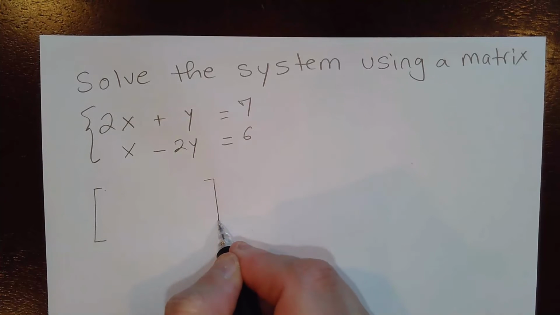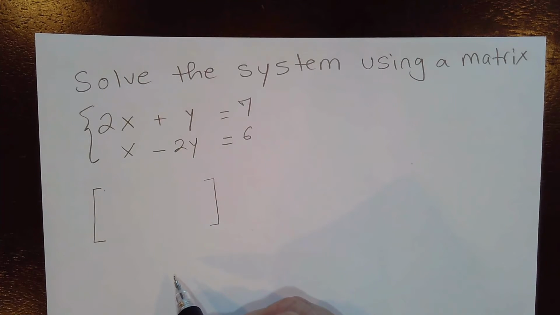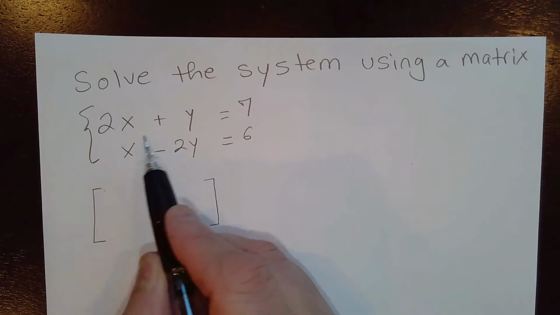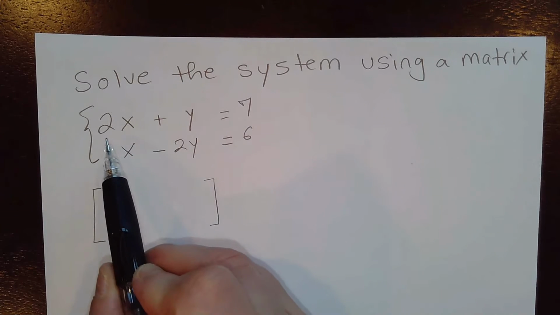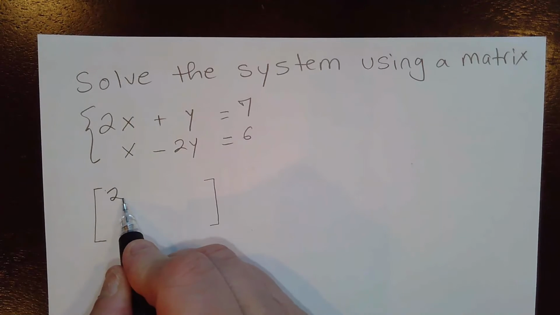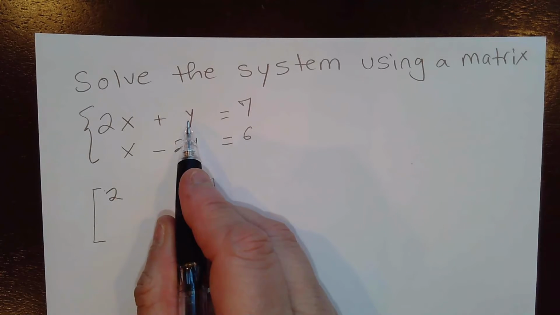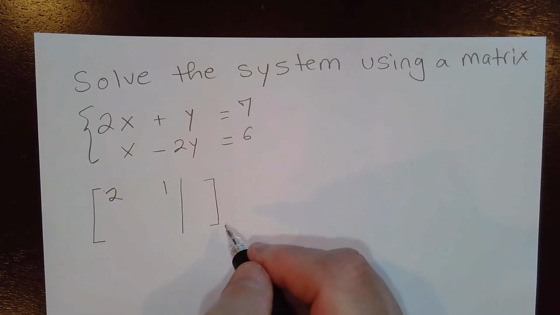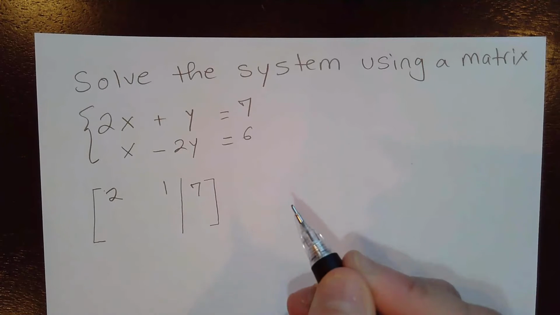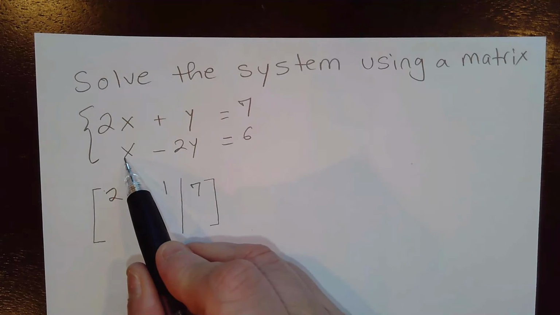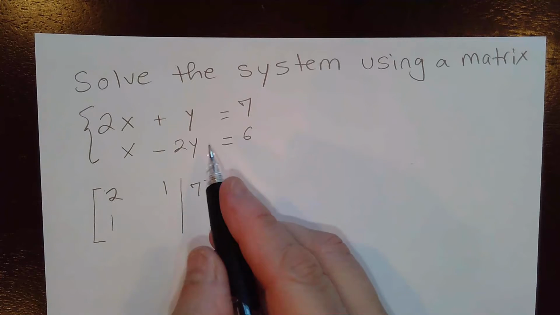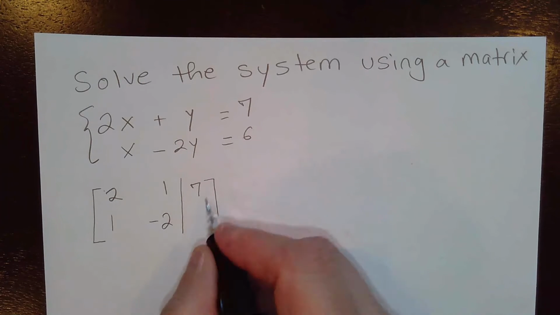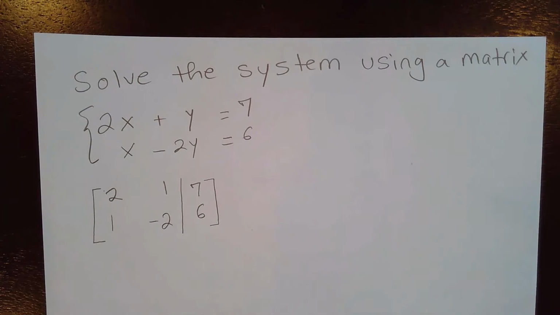Now each row in the matrix corresponds to one equation in the system, and each entry corresponds to the coefficient of a variable or a constant. So the first equation, we have 2x, the coefficient of x is 2, plus y, the coefficient of y is 1. We have a vertical line that replaces the equal sign. The constant is 7. Now the second equation, we have x, the coefficient of x is 1, and negative 2y, the coefficient of y is negative 2, and the constant equal to 6, so we have 6.